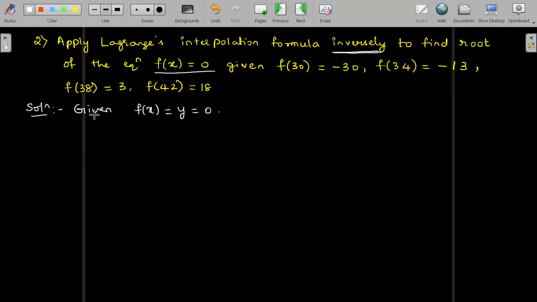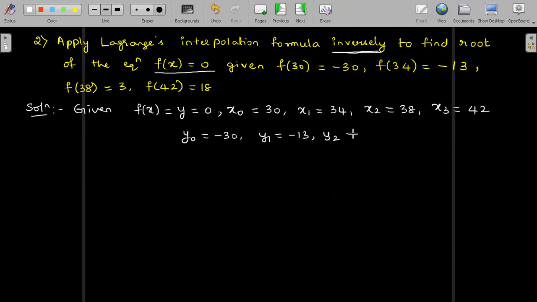So let us make a note of them, which is going to help us. x0 is equal to 30, x1 is equal to 34, x2 is equal to 38, and x3 is equal to 42. And the respective values of y are y0 is equal to minus 30, y1 is equal to minus 13, y2 is equal to 3, and lastly, y3 is equal to 18.